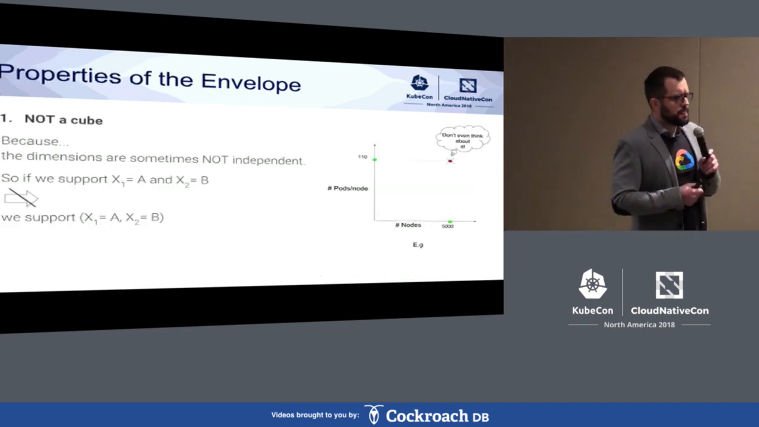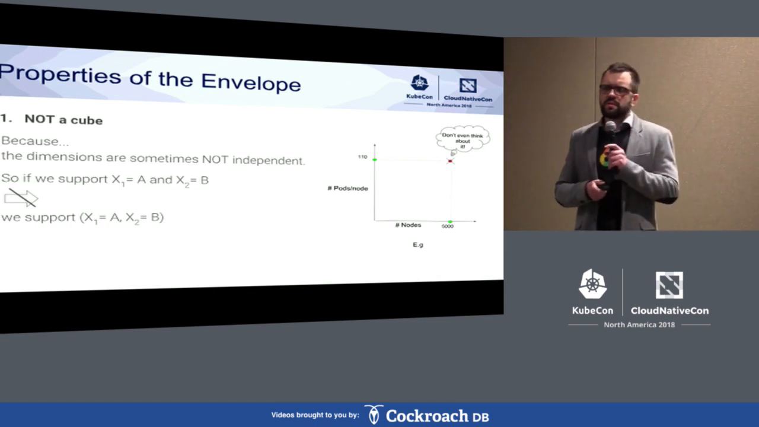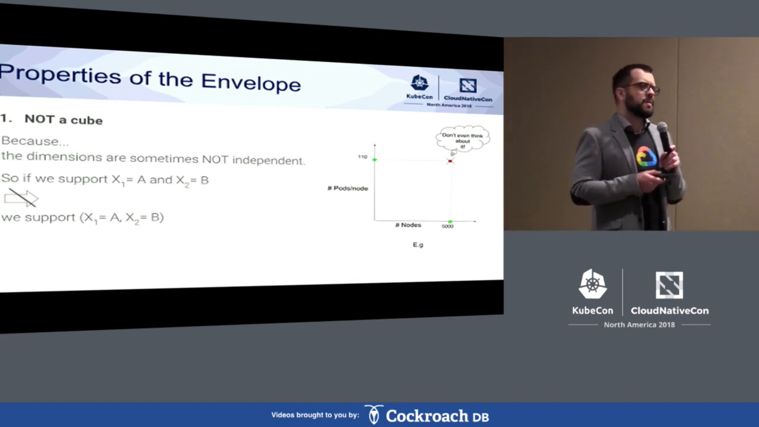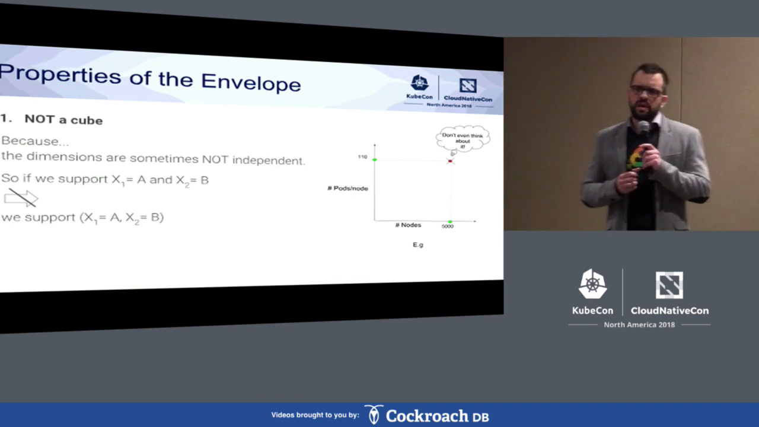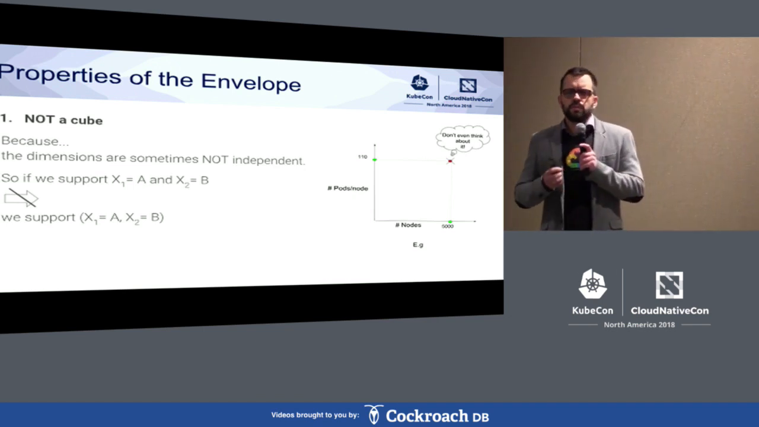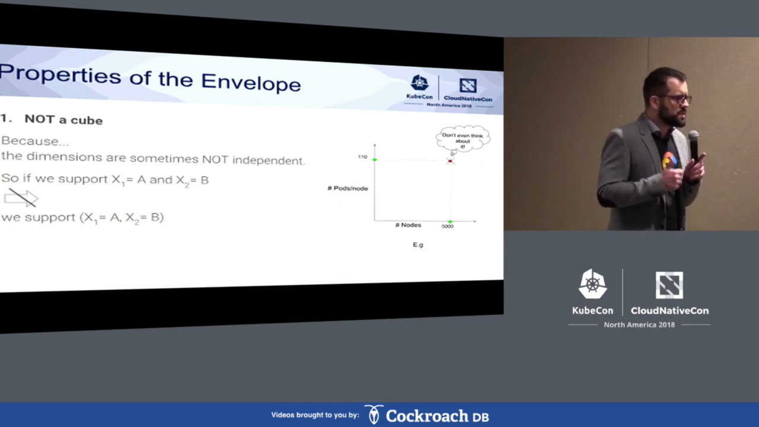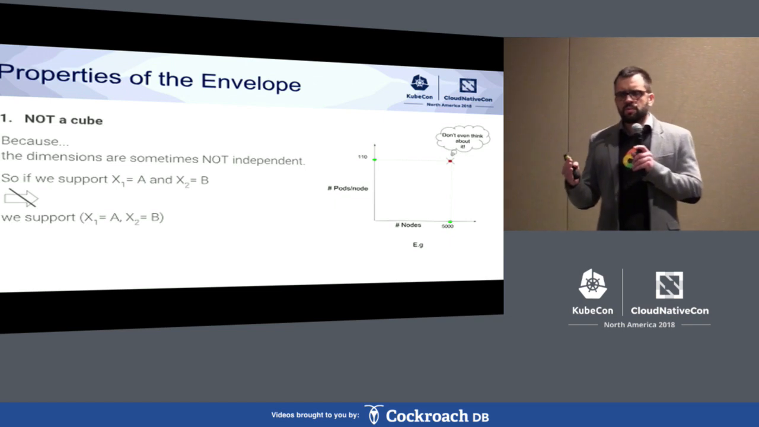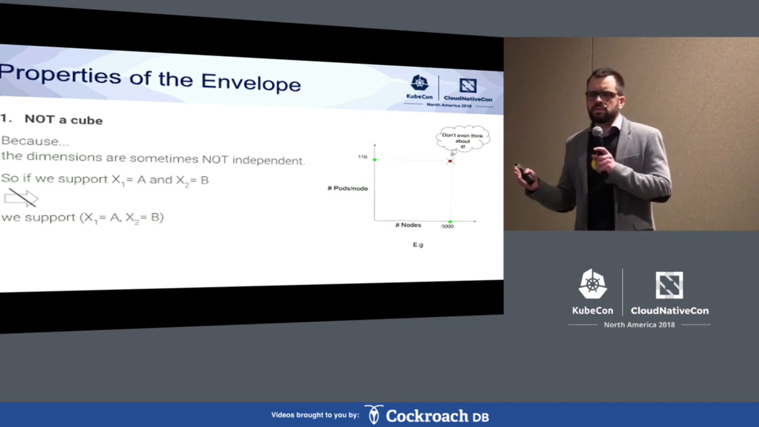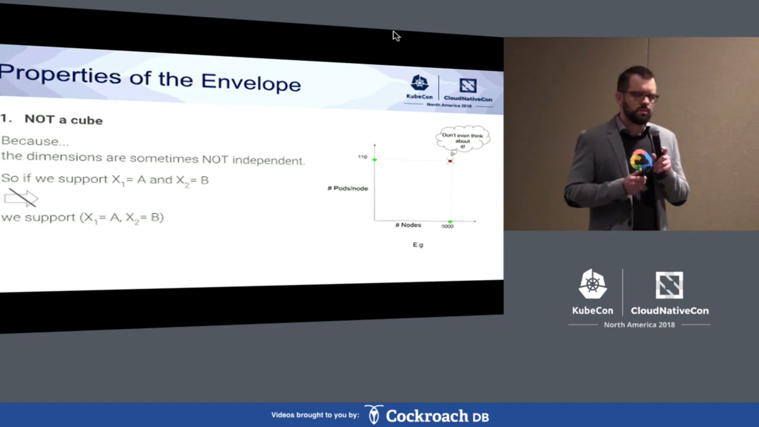So first, let's spend a couple of minutes talking about the properties of this envelope and of this cube that defines scalability limits of Kubernetes. First, it's not actually a cube. By that, we mean that the dimensions that describe your configuration are not independent. You may run into a situation where, if on one dimension you have a limit A, and on another dimension you have a limit B, and you max out on both of those dimensions with your configuration, then it's probable that your cluster will already be outside of the scalability envelope, and you might run into trouble.